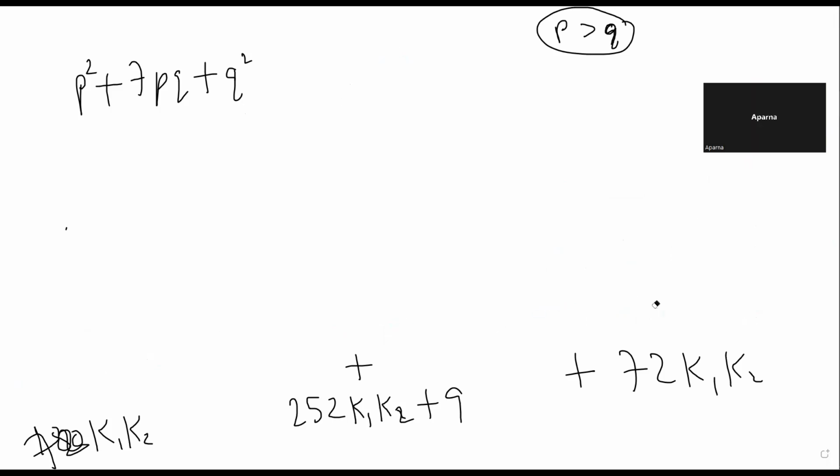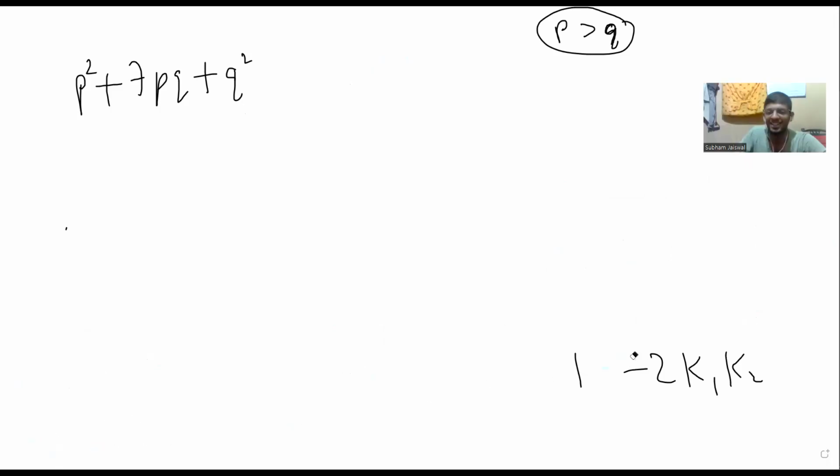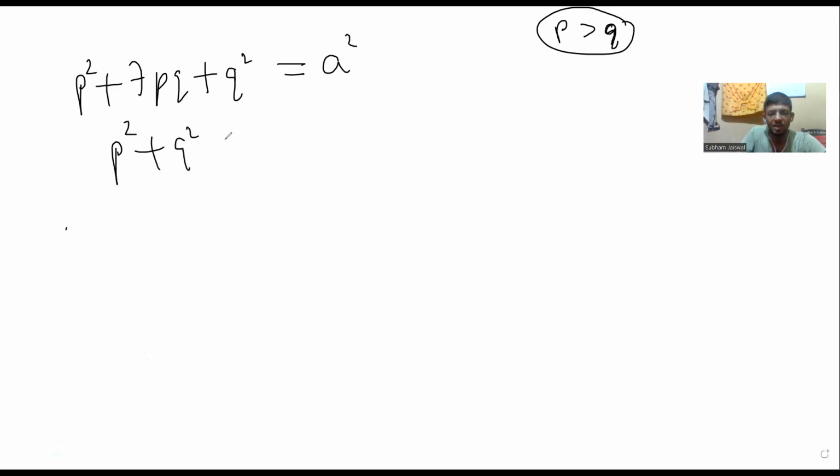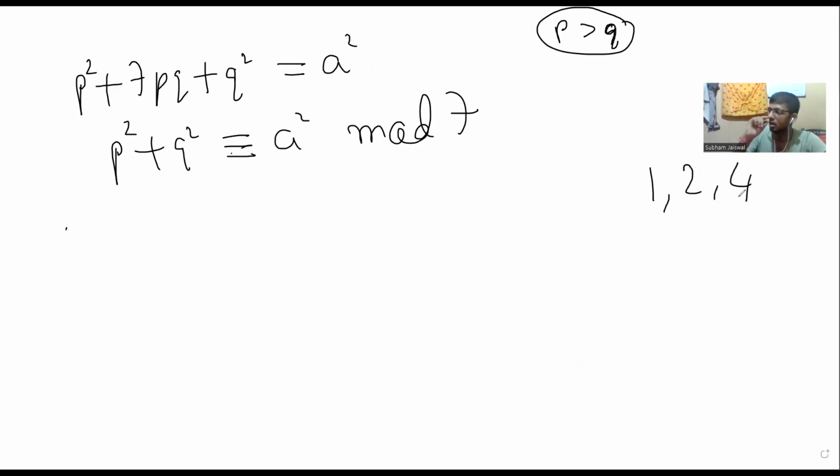So what if we take mod 7, the whole expression? Mod 7. That's a reasonable thing to do. If it works, then it's very, very good. So then p square plus q square is congruent to a square mod 7. Right? So what is it, do we get mod 7, 1, 2, and 4? Right? This is the only possibility mod 7, right?